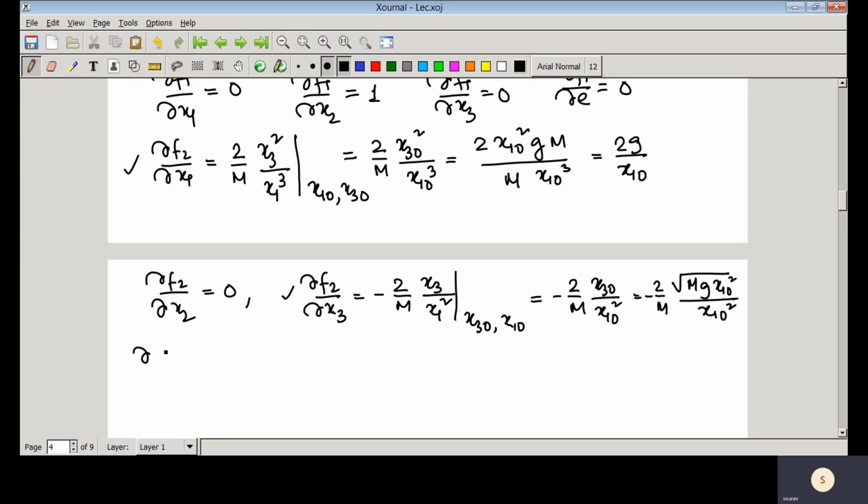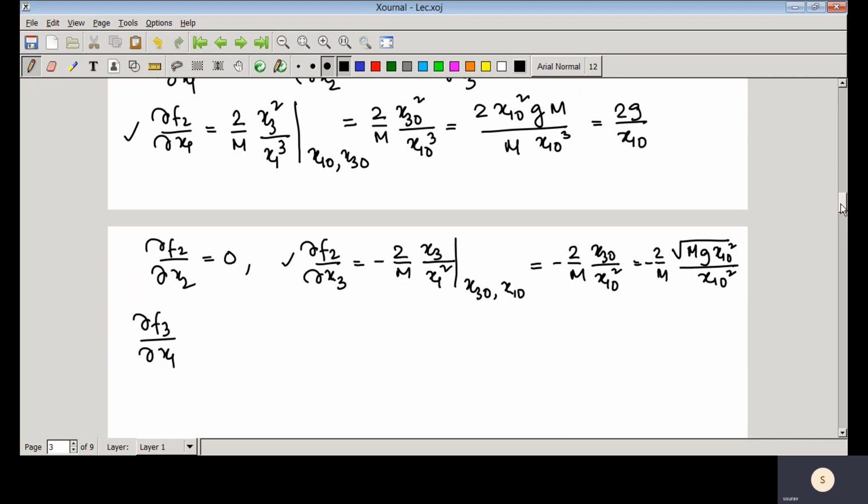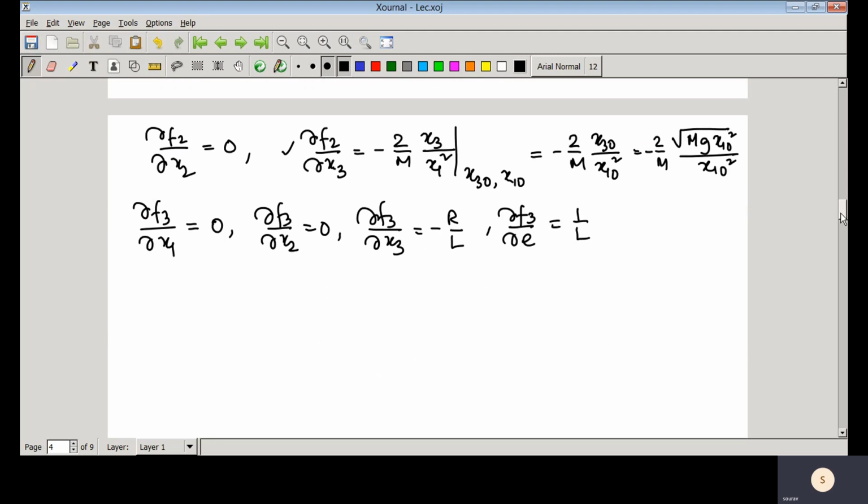Then what is del F3 by del X1? If you look at del F3, it is independent of x1 and x2, so we can directly write del F3 by del X1 equals 0, and del F3 by del X2 equals 0. Del F3 by del X3 equals minus R by L. And there is another term, del F3 by del E, which equals 1 by L. So we get all the partial derivatives.